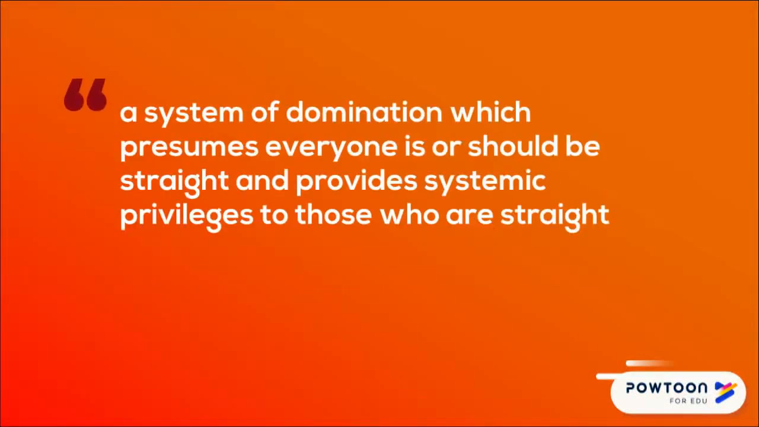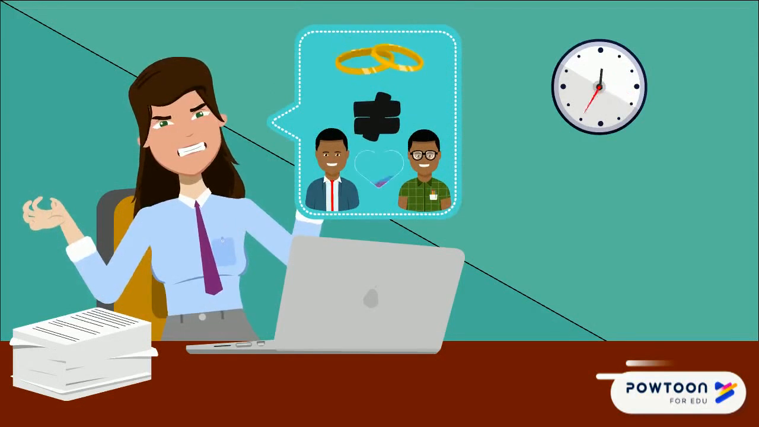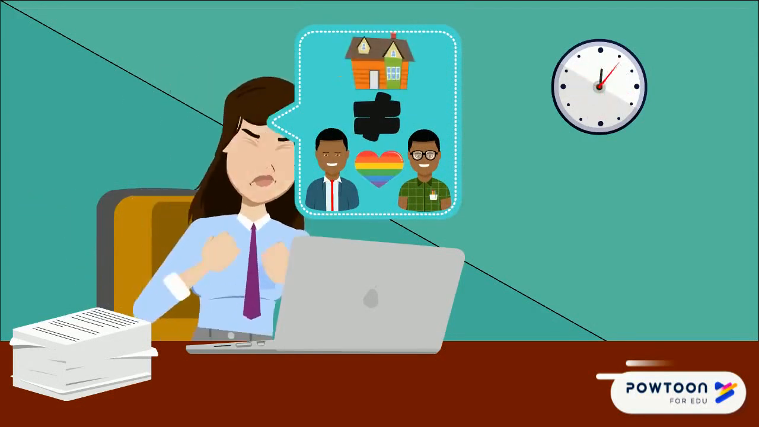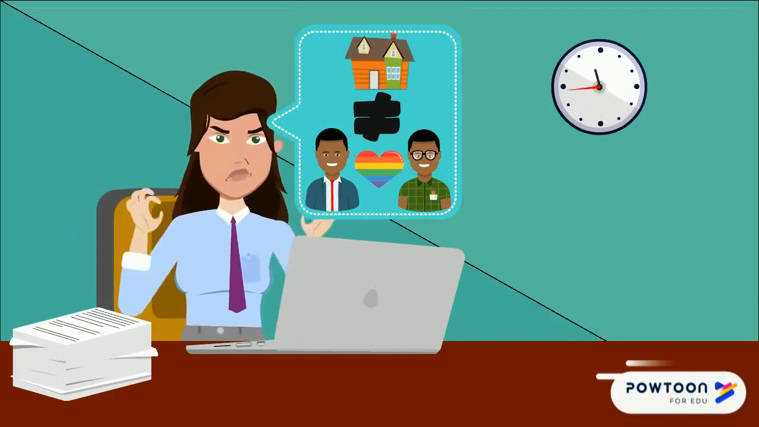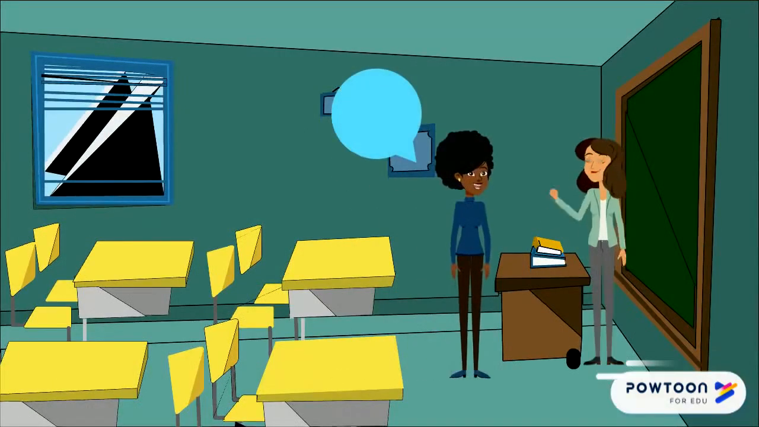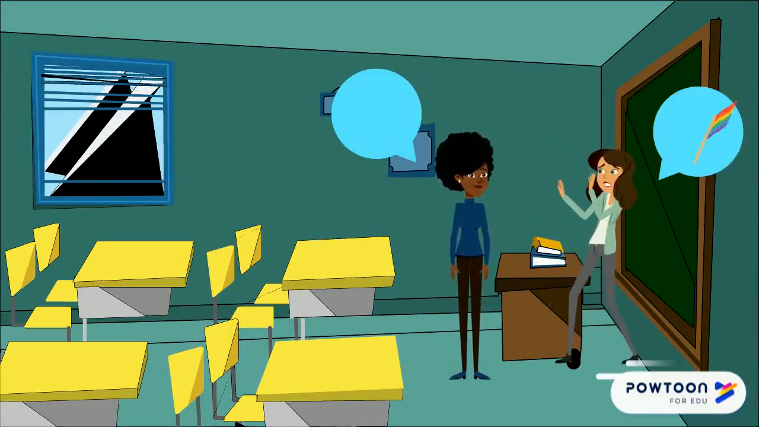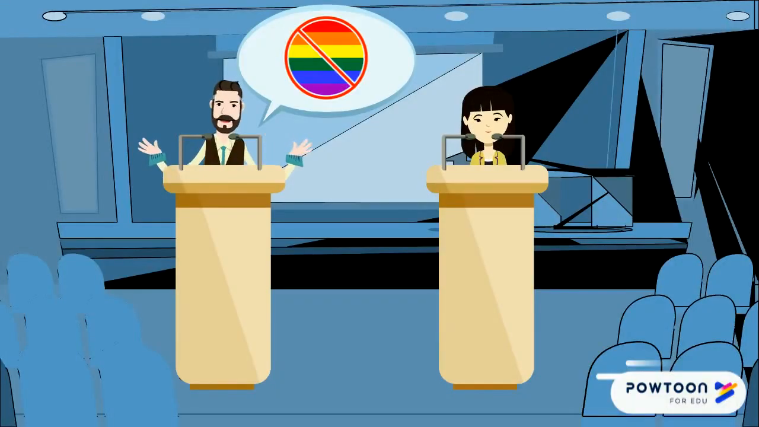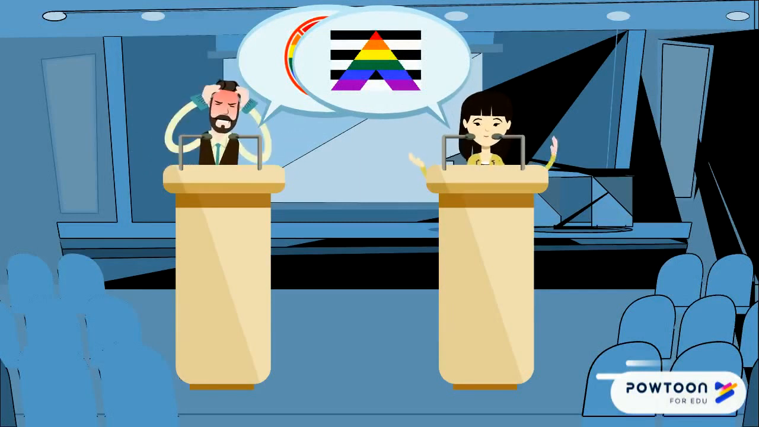Heterosexism is a system of domination which presumes everyone is or should be straight and provides systemic privileges to those who are straight. Examples of heterosexism include legal prohibitions against same-sex marriage, the lack of anti-discrimination protections for same-gender couples seeking housing or employment, refusals to include non-heterosexual representation in school curricula, and the notion that the full legal, societal, or institutional inclusion of LGBTQ+ people is debatable.